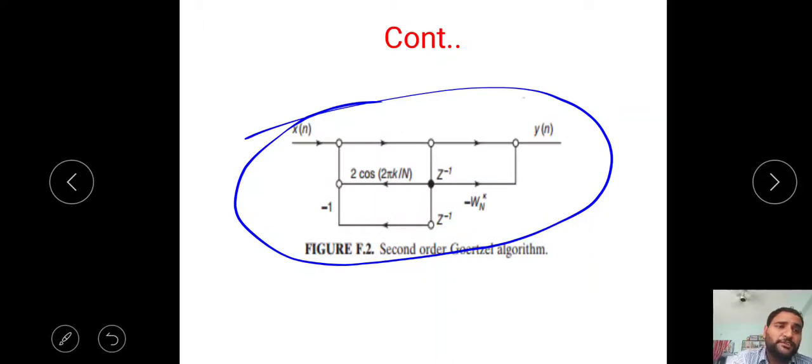So what is the use of the Goertzel algorithm? We have to find the DFT of a particular sequence. If x(n) has 8 inputs 0, 1, 2, 3, 4, 5, 6, 7 like this, and you want to find the 0th DFT separately without the FFT algorithm, we go for Goertzel's. The first order and second order Goertzel algorithms are very important.